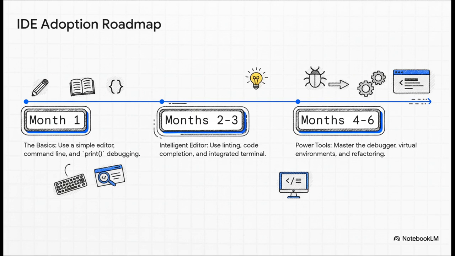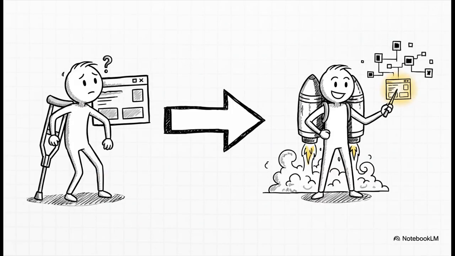Finally, by months 4 to 6, you're ready for phase 3, the power tools. This is where you go all in with a full IDE like PyCharm. Your goal here is to master that debugger, learn how to manage virtual environments, and use tools that help you clean up your code safely. See the pattern here? The whole point of this gradual approach is to turn the IDE from something that could hold you back, a crutch, into a tool that makes you incredibly productive. It's about building up your core skills methodically so that you are in control of the tool, not the other way around.